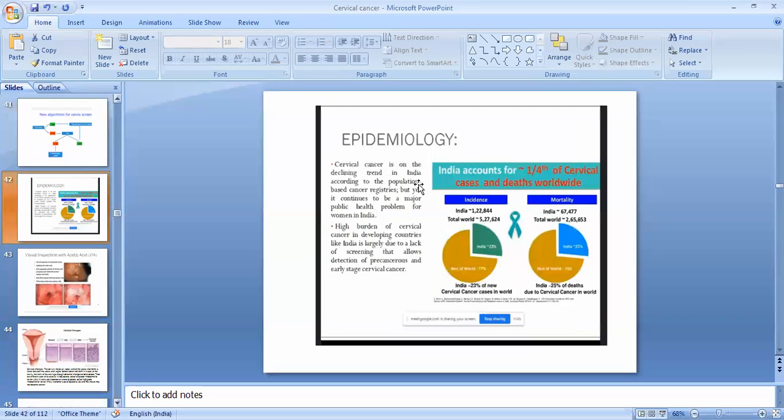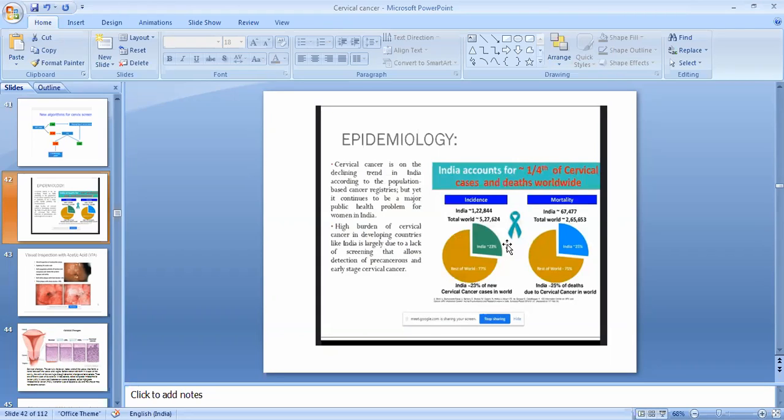Now, if we look at the epidemiology, cervical cancer in women is on a declining trend in India. But still a substantial number of Indian women get affected with this disease. India accounts for one-fourth of cervical cancer cases and deaths worldwide. So if you consider the cases worldwide, India contributes one-fourth of them.